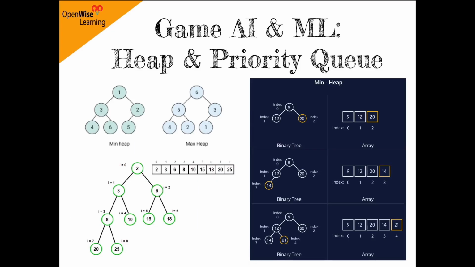So a heap is another kind of data structure. You guys have learned about lists and dictionaries and tuples and sets. A heap is a way of representing a tree in memory. So there's two kinds of heaps. There's a min heap and a max heap. We're going to actually be using a min heap in our program.